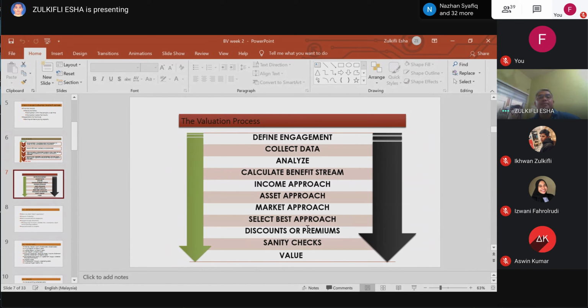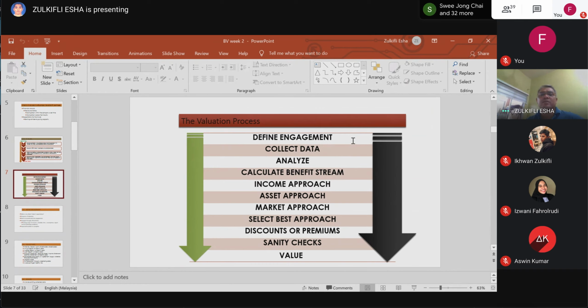So this is the valuation process. Upon receiving the engagement letter, you have to go through the engagement letter. So the first step is define engagement. So you need to have a look at what is your main task. Normally in the engagement letter, they will define what is your role. What did the client expect you to do?